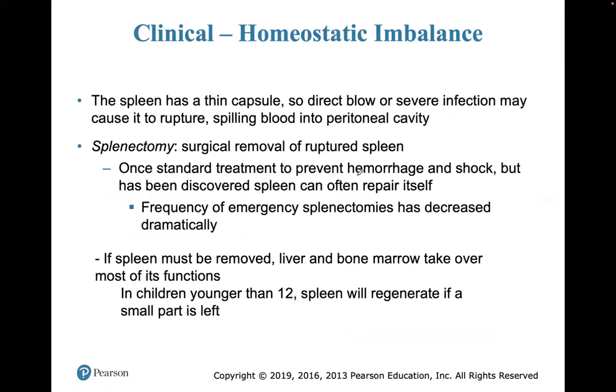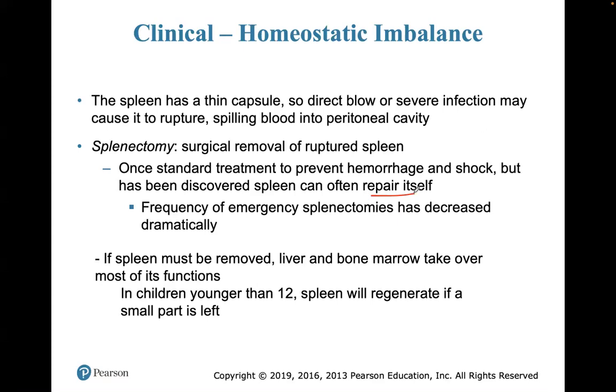Spleen has a thick capsule, right? So a direct blow or severe infection may cause it to rupture. If there is too much pressure on it, spleen sometimes can rupture. Too much blood flow or severe infection can actually rupture spleen. If that happens, it requires a splenectomy, which means surgical complete removal of the spleen. But sometimes it is only partially damaged. Then spleen can also repair itself.